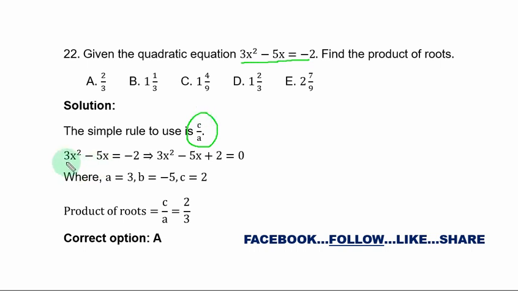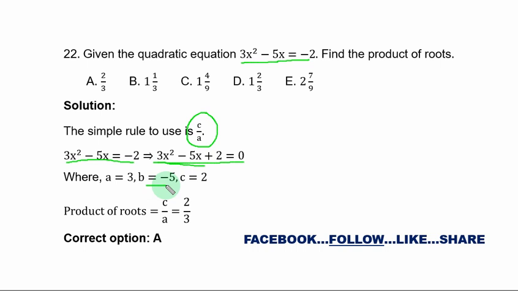So the given equation, you need to rearrange it to give this. To apply the rule, the right hand side needs to be 0. So minus 2 is moved inside. After putting it in this form, a is the coefficient of s squared, that is 3. b is the coefficient of s, that is minus 5. c is the constant term, that is 2.